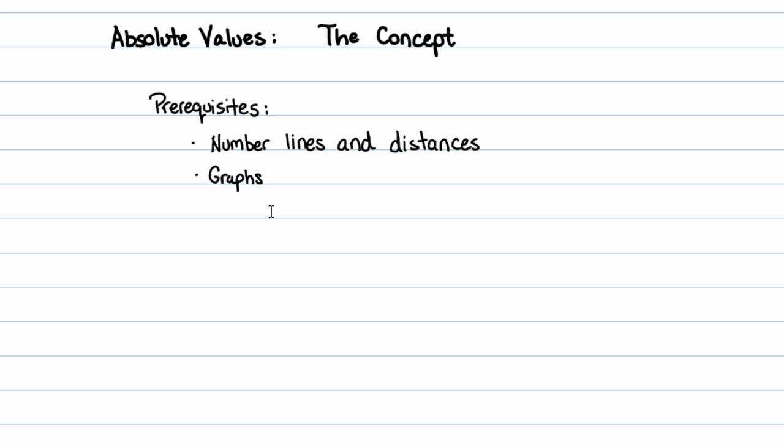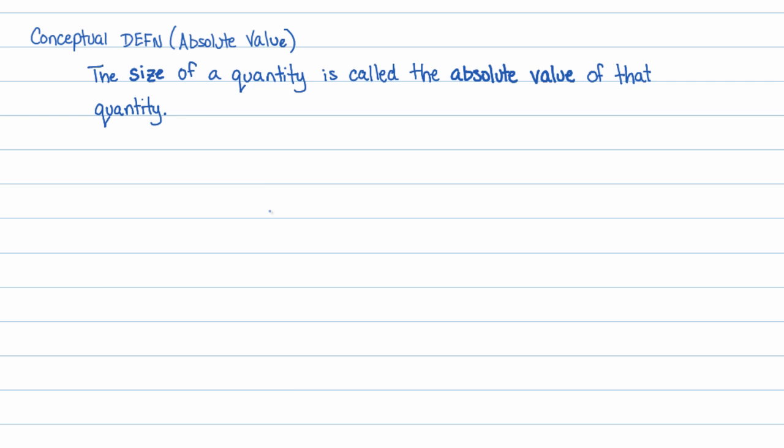Prerequisites for this specific lecture: you must know what a number line is, and you should be pretty familiar with calculating distances and be familiar with graphs, at least the coordinate plane, the Cartesian coordinate plane. We'll start with a basic conceptual definition, which is not exactly 100% correct, as most conceptual definitions are. They tend to all be a little bit flawed.